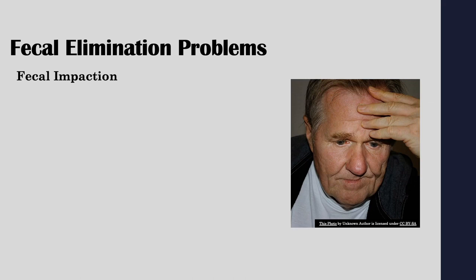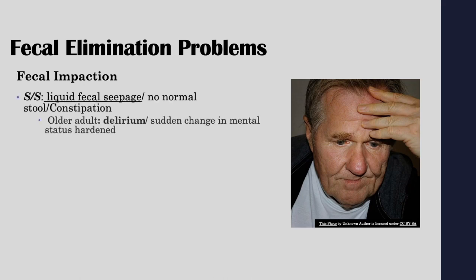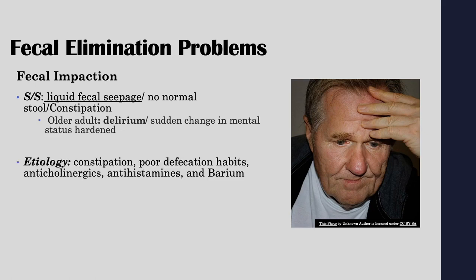Fecal impaction. A fecal impaction is when feces can get impacted into the bowel, which will not allow normal bowel movements to occur. So there won't be any normal stool in your patient, and they will have liquid fecal seepage. So when they try to have a bowel movement, only liquid fecal seepage will come out, and the patient may report feeling constipated. Another sign and symptom in older adults is that they may experience delirium and have a sudden change in mental status. The cause of a fecal impaction is constipation, which is interesting because it's both the cause of the fecal impaction and also a sign and symptom of it.